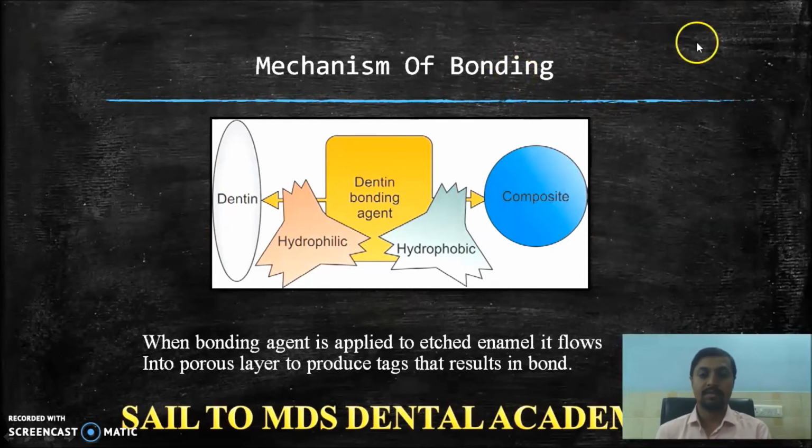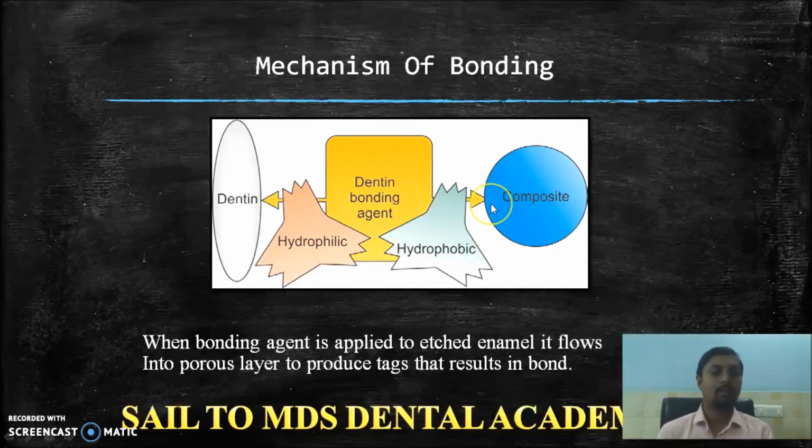Okay, so now how does the bonding take place? Remember, these dentin bonding agents have two ends, a hydrophilic end and a hydrophobic end. The hydrophobic end will bond with the composite and the hydrophilic end will bond with the dentin. In this way the dentin bonding agent acts as an interface between the composite and the dentin. What happens when you apply the bonding agent on the etched enamel? Etched enamel, we know, has a microporous layer. So this bonding agent will flow into that microporous layer and form tags that result in a bond.